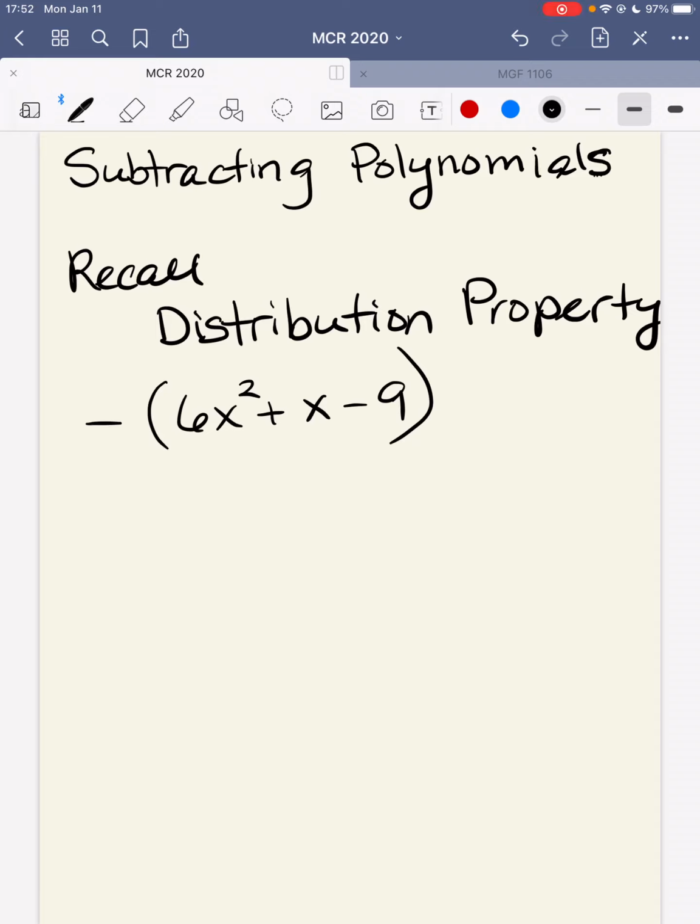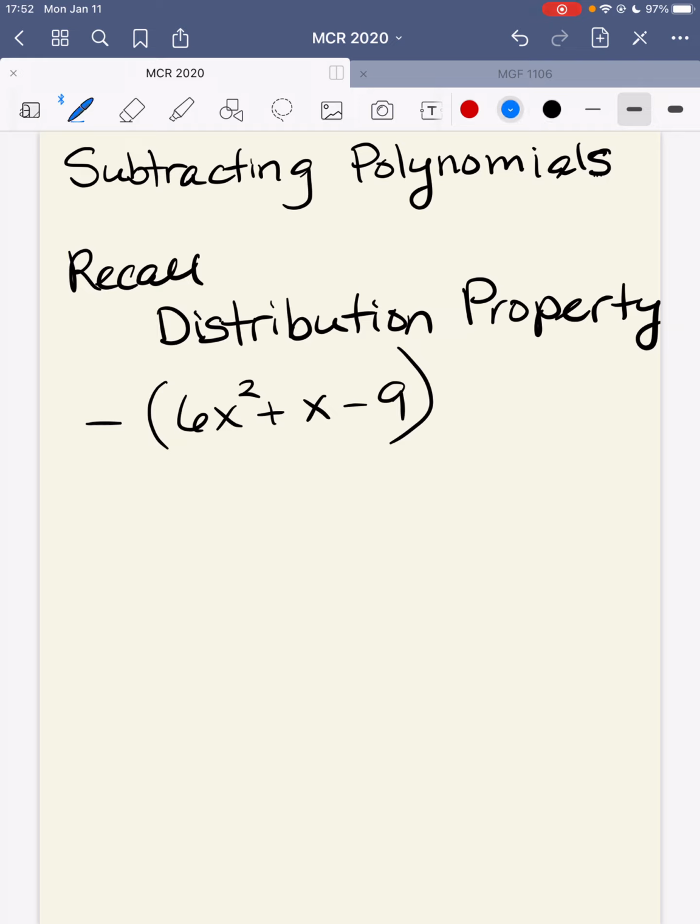Alright, so today we're going to look at subtracting polynomials. The biggest part of subtracting polynomials is really the same as adding in many ways. But what we want to look at is what happens when we have a minus sign in front of a set of parentheses.